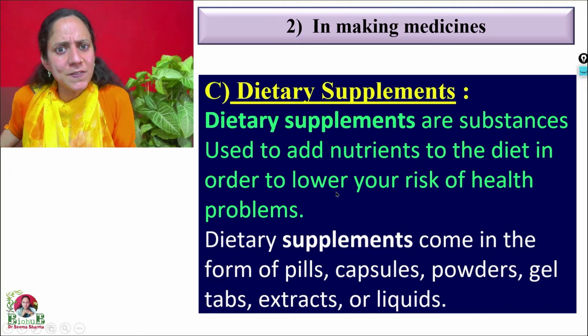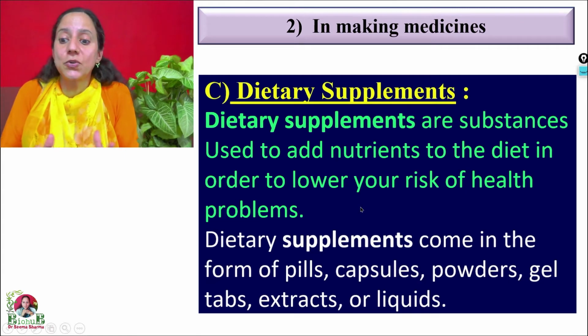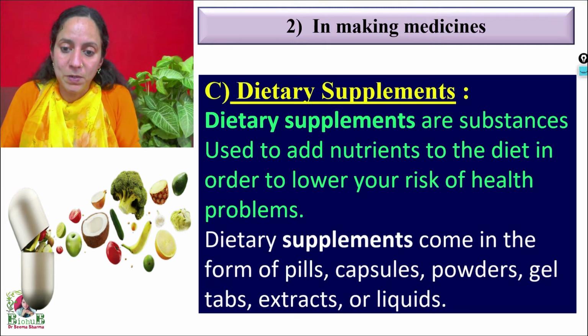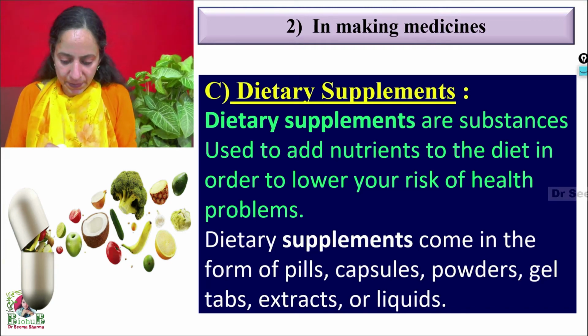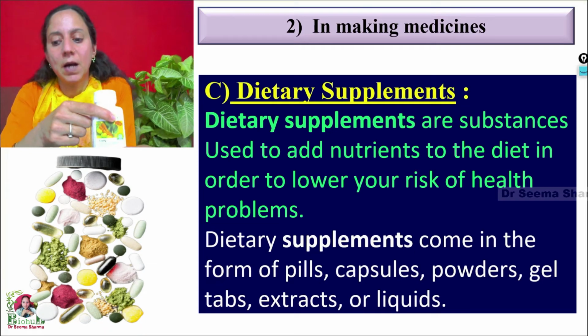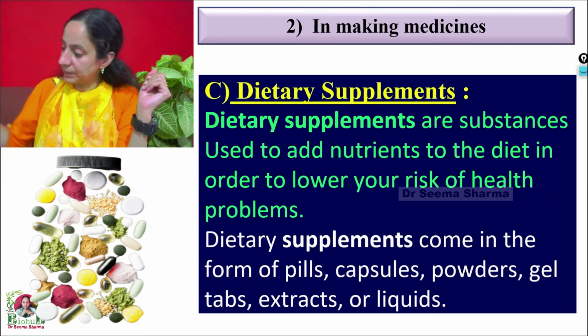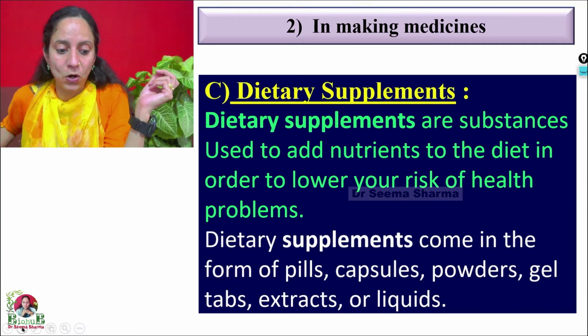Now, in addition to making of antibiotics and vaccines, human beings have explored other uses of microscopic organisms also, and one such use is dietary supplements. Dietary supplements are substances which are used to add nutrients to the diet in order to lower the risk of health problems or health issues. They come in the form of pills, capsules, or certain powders or extracts, and they are prepared with the help of microscopic organisms.